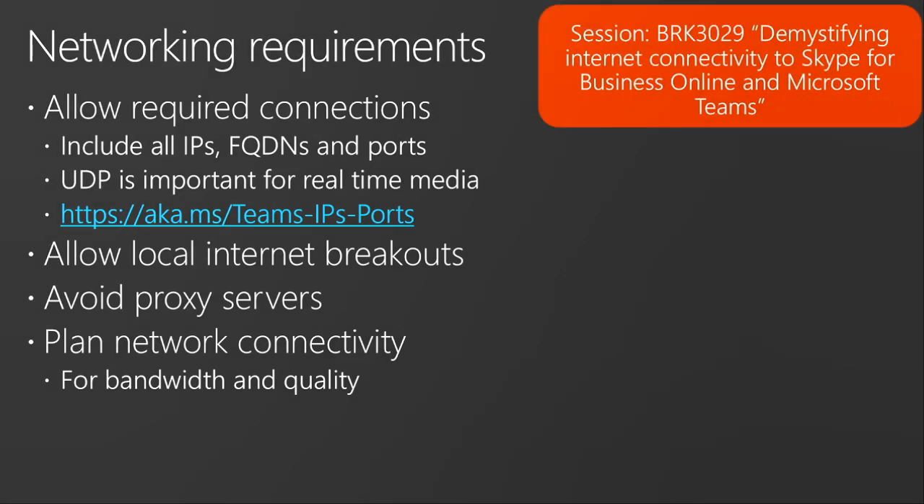There was yesterday a session, demystifying internet connectivity to Skype for Business Online and Microsoft Teams. If you want to learn more on how to optimize your connectivity to Office 365, I would highly recommend to catch that recording. Also, avoid any proxy servers. A lot of companies have proxy servers. Make sure that all the real-time media traffic, the UDP, can bypass the proxy server, so that you don't add any delay, or that it doesn't start dropping your UDP packets.